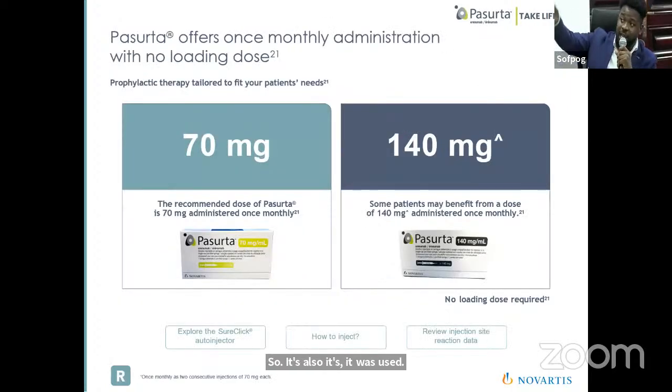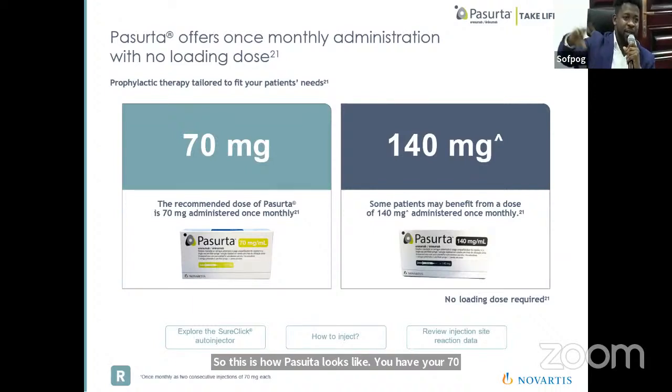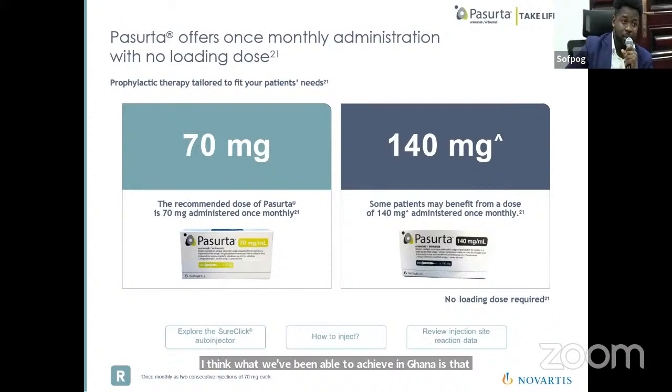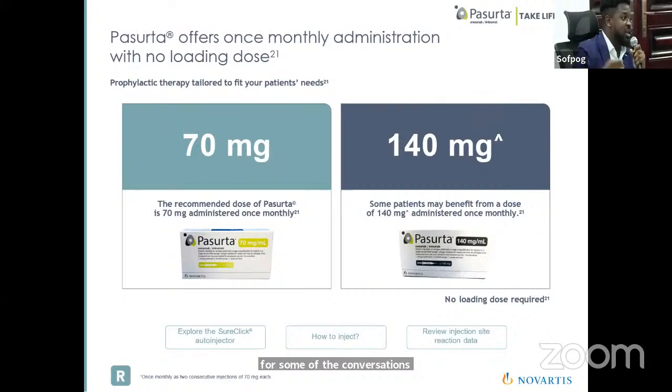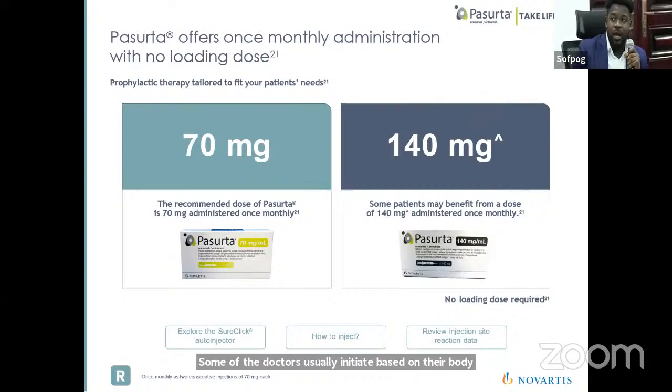So this is how Pasuta looks. You have your 70 milligram on the left, 140 milligram on the right. When it comes to safety and efficacy, most of the data put them on the same pedestal: 70 milligram and 140 milligram, similar efficacy, similar safety. However, based on your response or what you want to achieve, you initiate 70 or 140 milligram. What we've seen in Ghana, from some of the conversations, is that some doctors initiate based on body weight. When patients are a bit large, they want to initiate the 140.